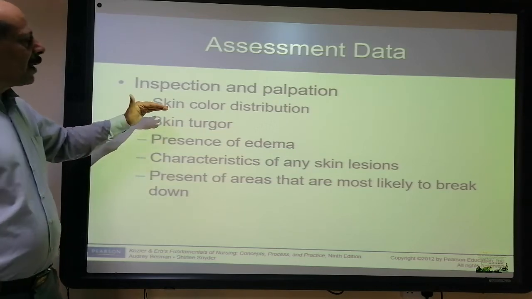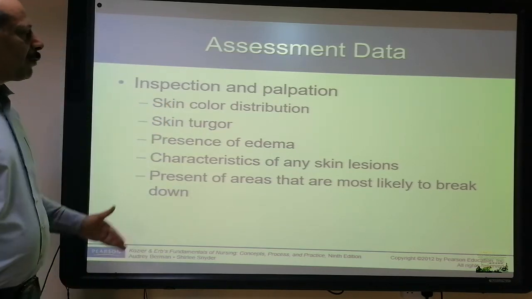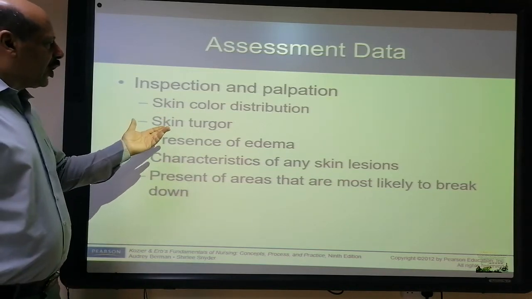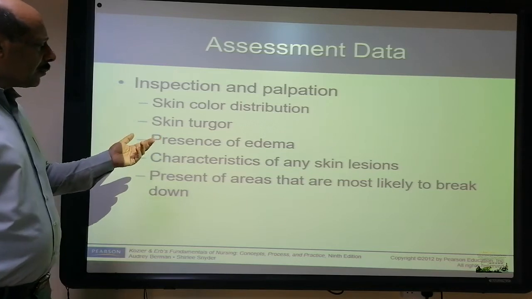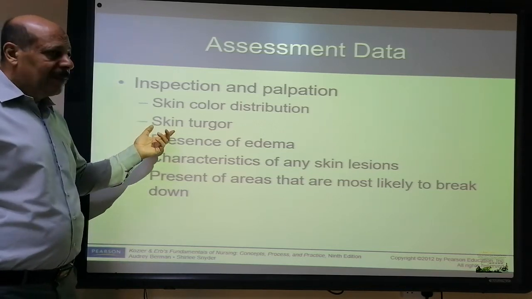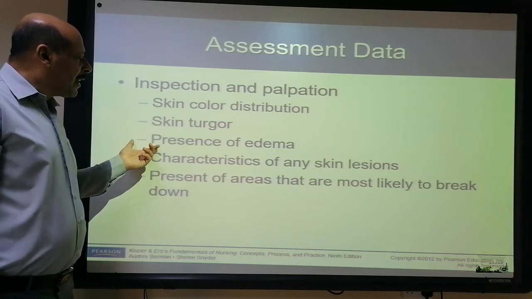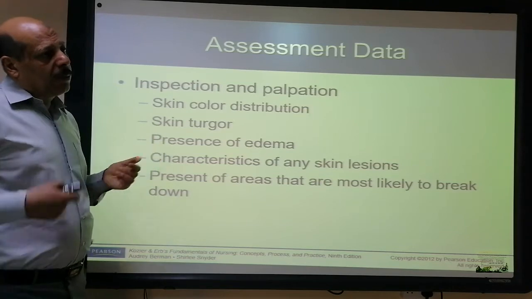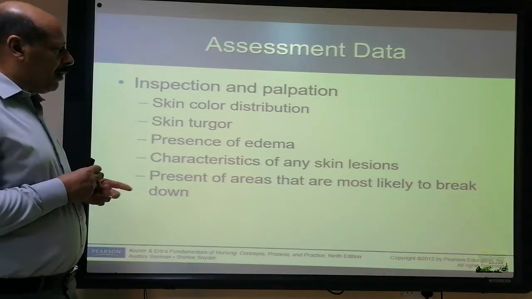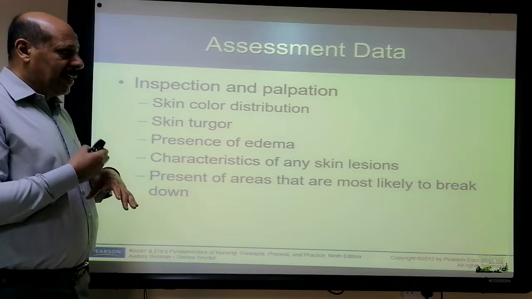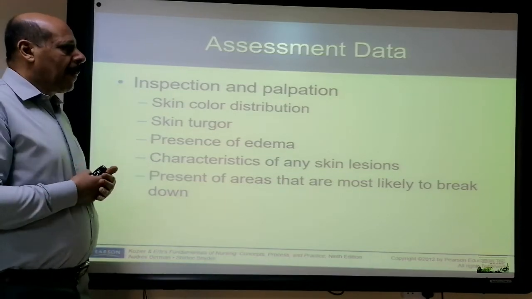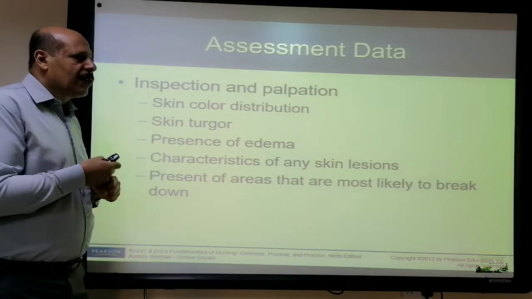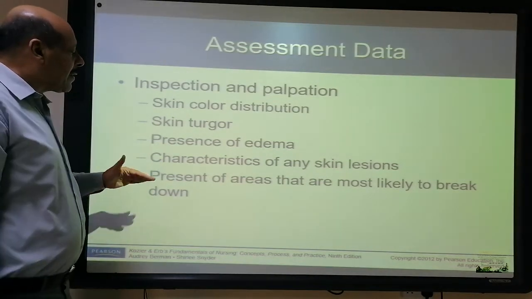Also, we have to inspect and palpate the skin. We have to see the skin color and distribution, if there is any change in the skin color. Skin turgor also, if there is presence of edema. When edema is there, it will increase the possibility of forming bed sore, because the edema itself will interfere with the oxygen and nutrient exchange, and it will compress over the nerves and the blood vessels.